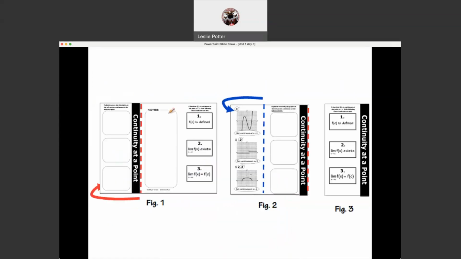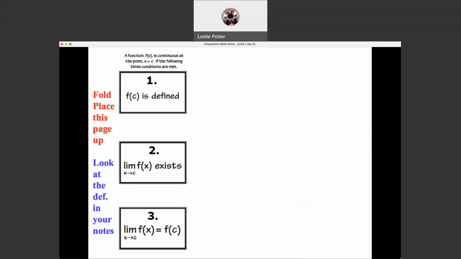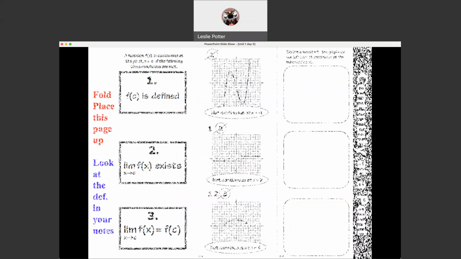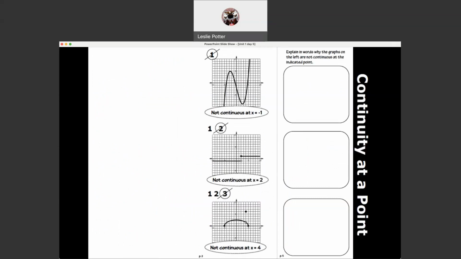Okay, so we've got this folded. And so we're looking at the definition. And so you are going to work through this foldable. You're going to look at the inside and see the top. It says explain in words why the graph to the left is not continuous at the indicated point, right? -1 in this case. Explain why. What is there? There's discontinuity there. You have to tell me. Okay? So that's the first task.